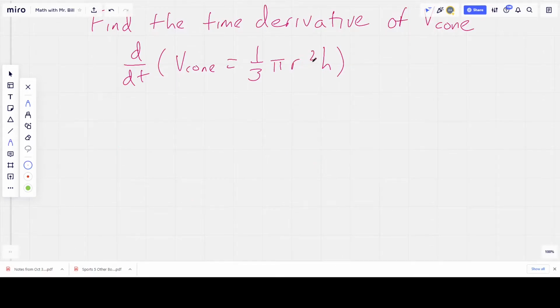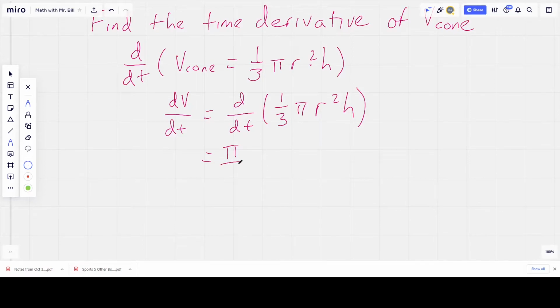Now, both r and h are functions of time. That means when we take the derivative of r squared times h, we're going to be using the product rule. So let's step through this here. We've got the derivative of the volume with respect to time is equal to the derivative with respect to time of 1/3 pi r squared h. The 1/3 pi is just a constant, and that can come out front of the derivative. I'm going to rewrite it as pi over 3. And then we're going to be finding the derivative with respect to time of r squared times h. So that's going to require the product rule.